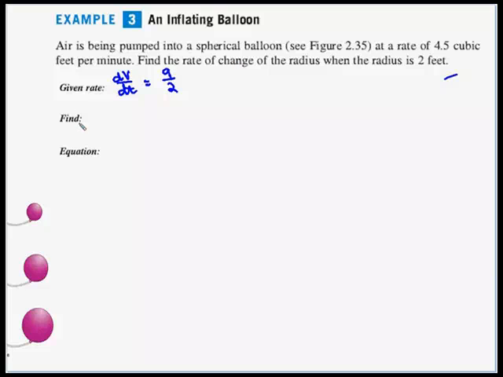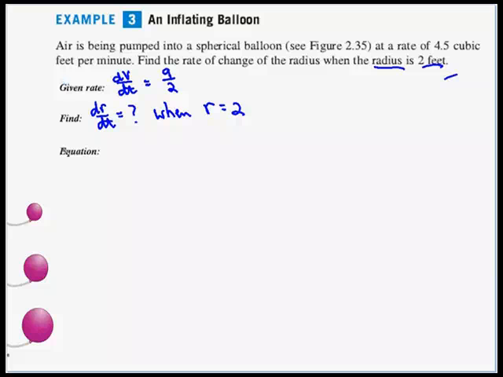What are they asking us to find? Find the rate of change of the radius. So they're asking us to find dr/dt. So we're looking for dr/dt when, again, here is a snapshot in time, when the radius is at a length of 2 feet, when r equals 2.